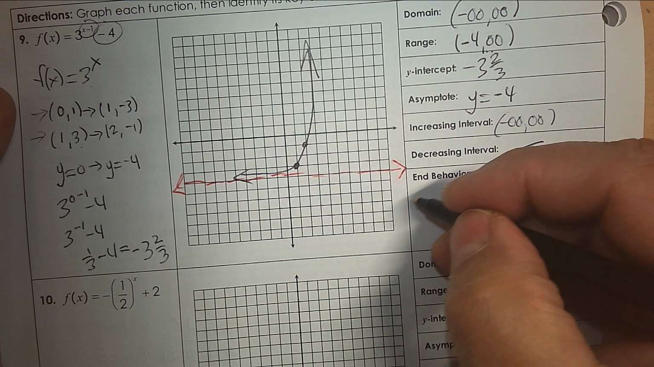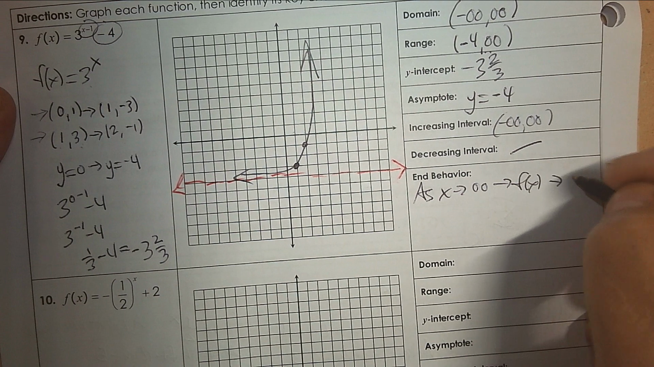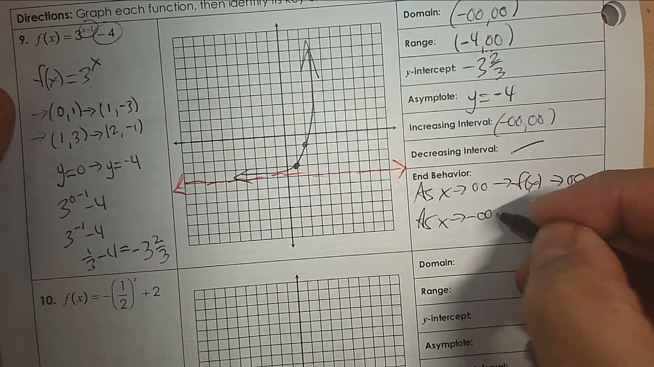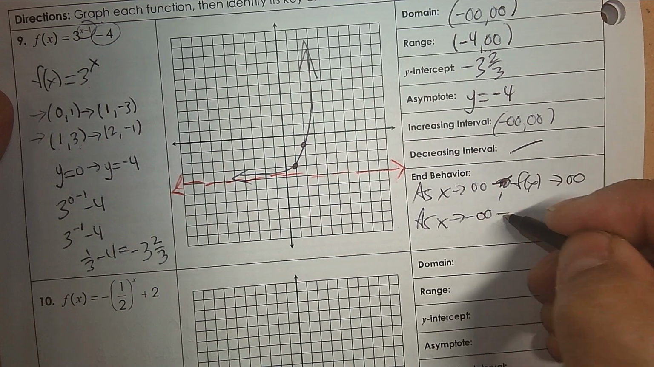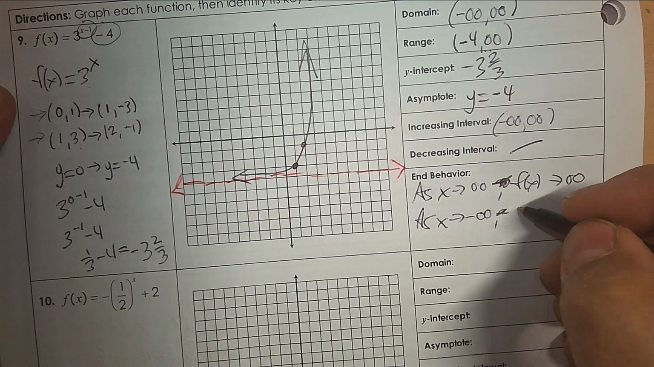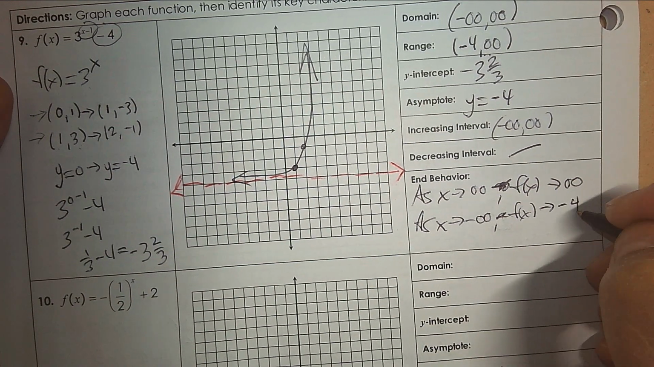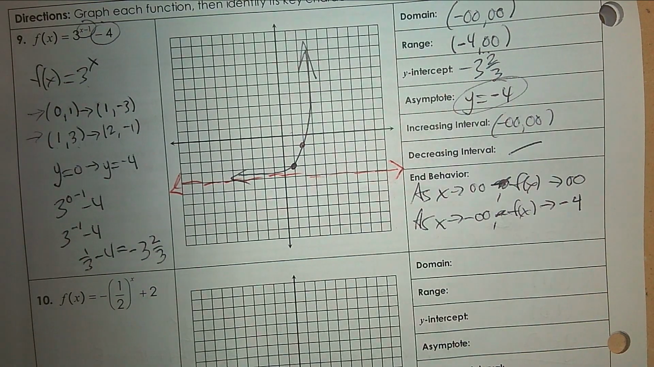What's the end behavior? So as x approaches infinity, f of x approaches infinity. How about the left end behavior? As x approaches negative infinity, what does the function approach? The asymptote, which is negative 4. Remember that horizontal asymptote gives us that end behavior.